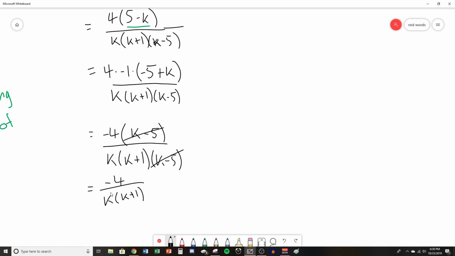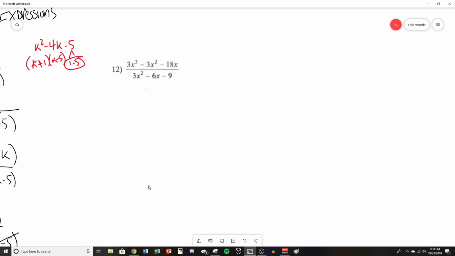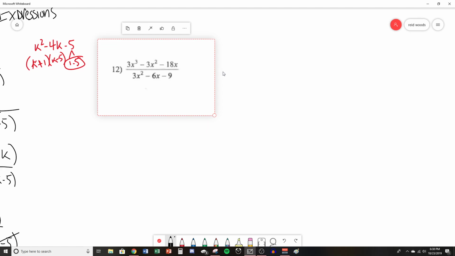All right, so that's number 11. Let's look at number 12. It seems a little more intimidating, but honestly, this one shouldn't be any more difficult than what we just did. We're going to start with the GCF on the top. Look at all the numbers up top. Well, I got a 3, I got a 3, and I got an 18.